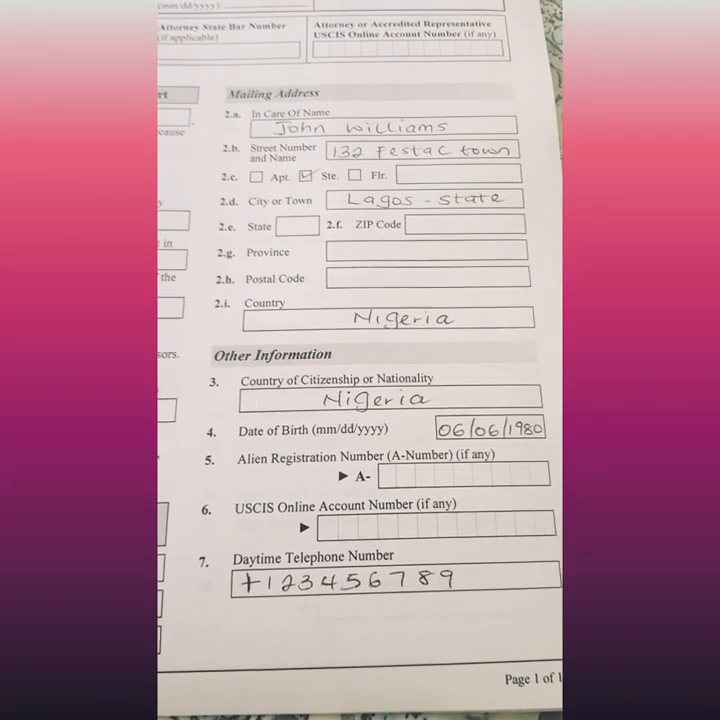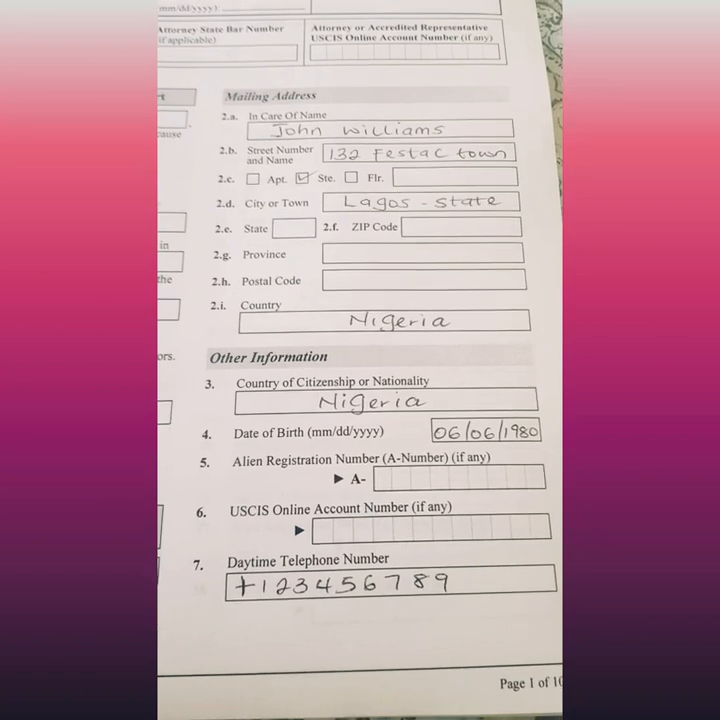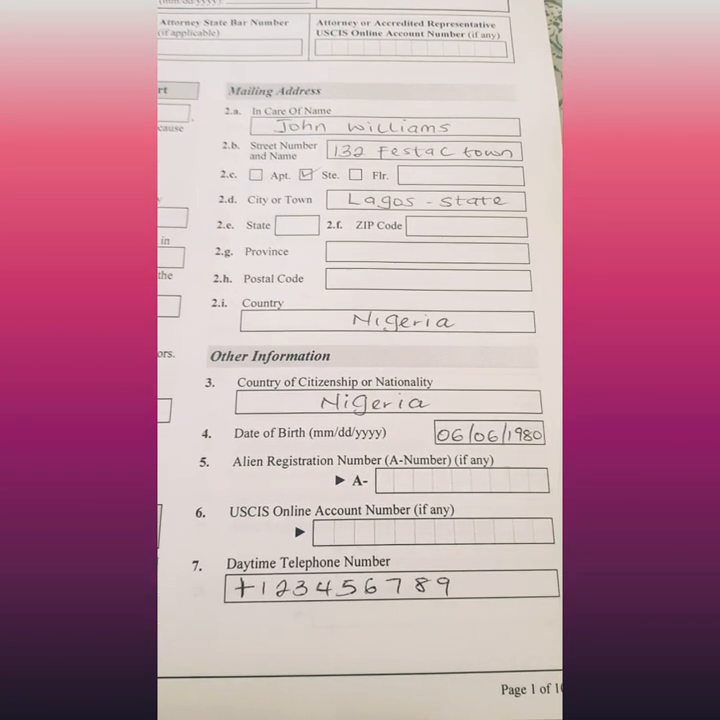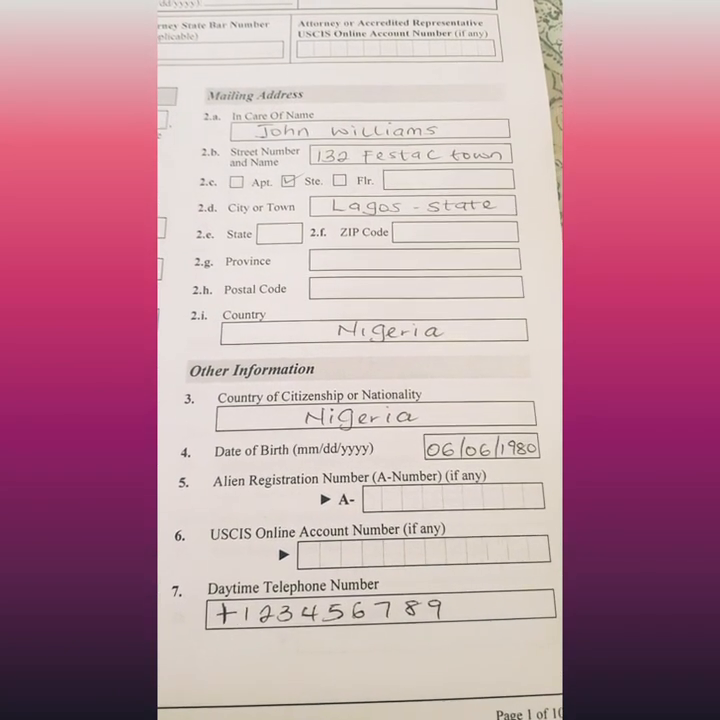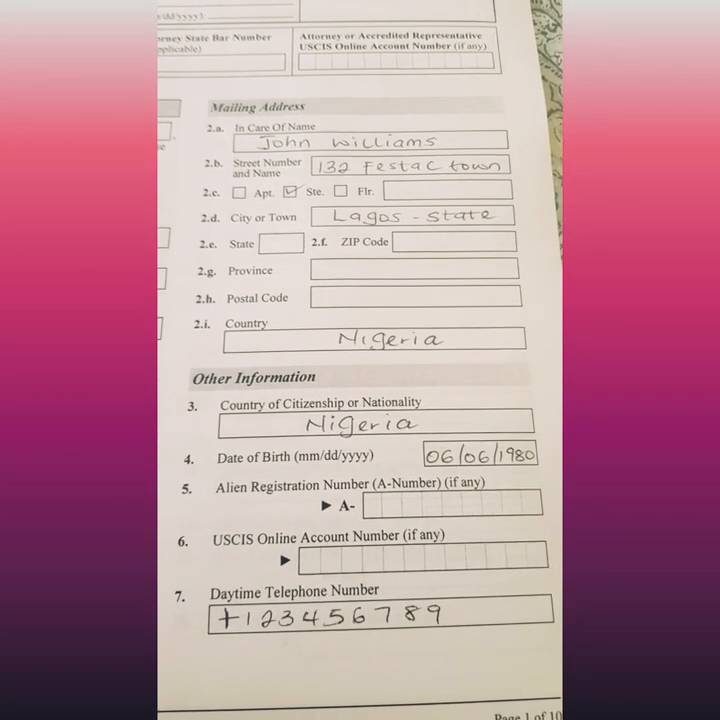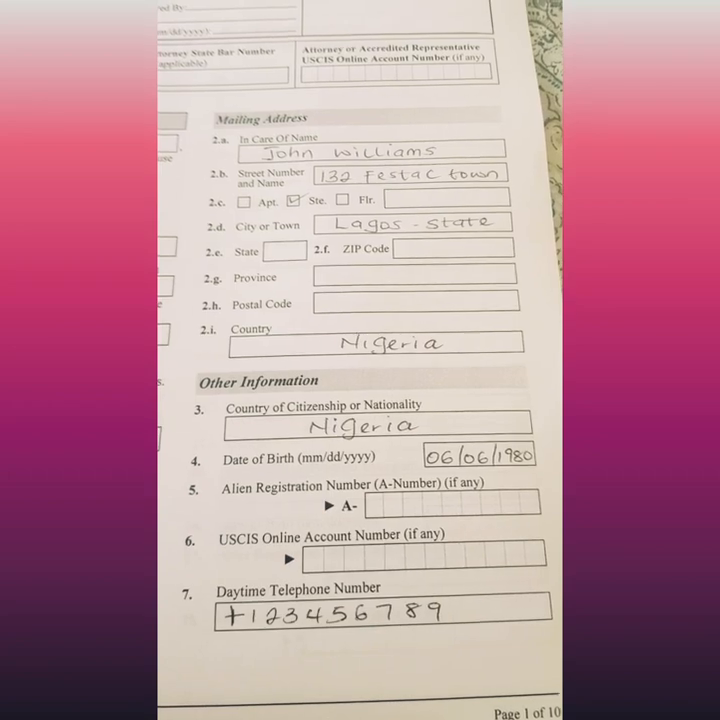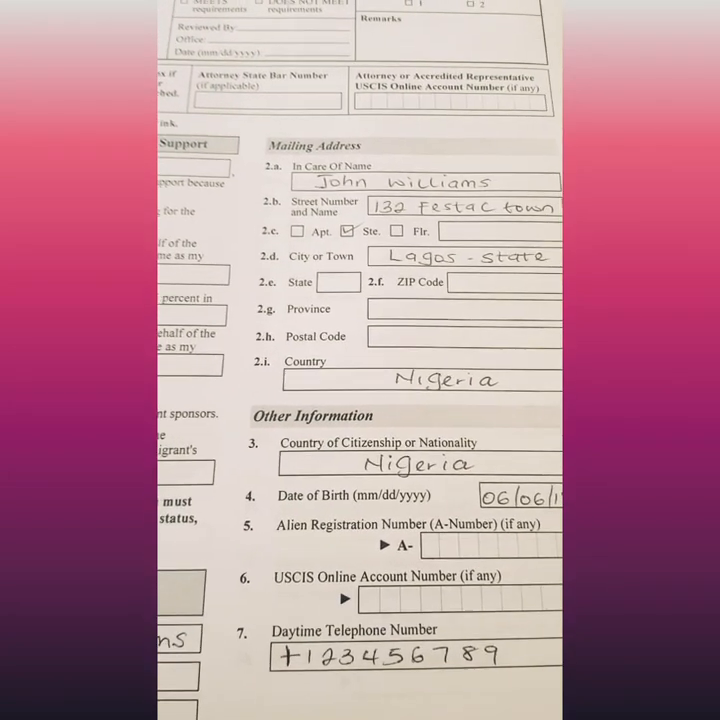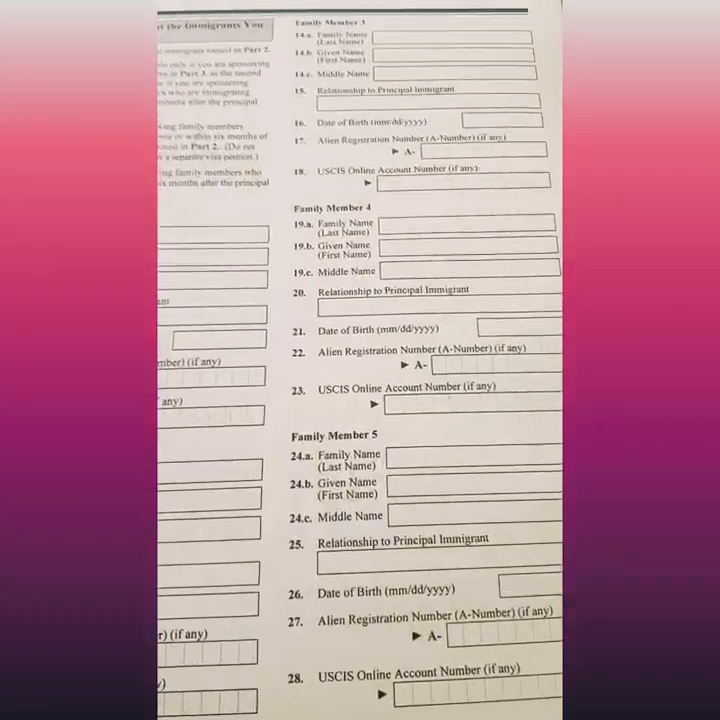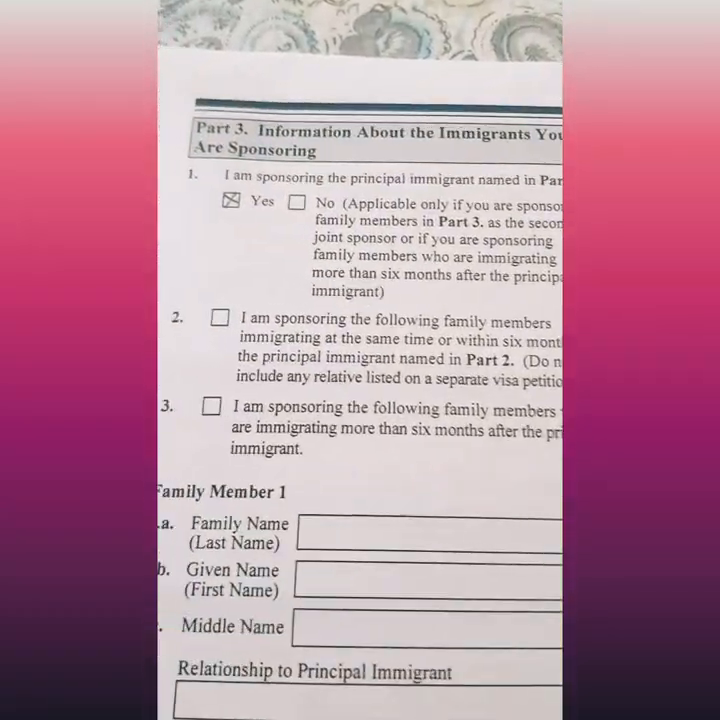Number 7 is the daytime telephone number. So since the person is in Nigeria, they use plus, then you put the number in there. So I did 1, 2, 3, 4, 5, 6, 7, 8, just for the purpose of filming this video. So let's move over to the next one.